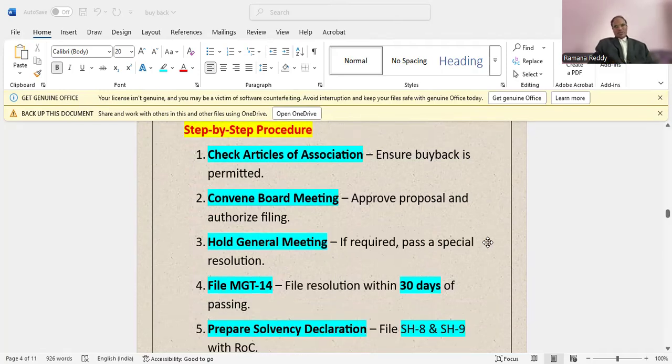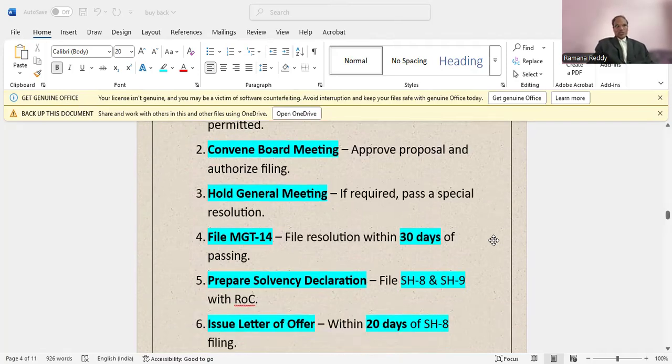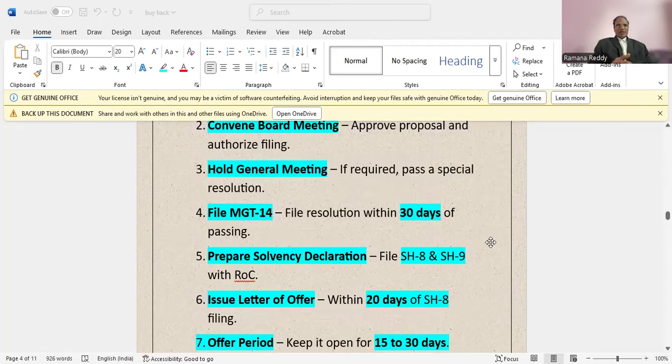File MGT 14 for the resolution within 30 days of passing the resolution. Then prepare the solvency declaration. File the solvency declaration, SH8 and SH9 with the ROC and issue the letter of offer. The letter of offer must be issued within 20 days of the SH8 filing.